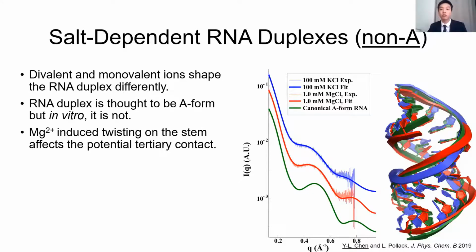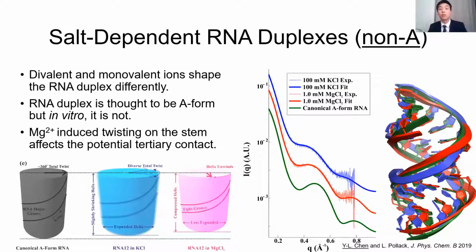And from these structures, we further analyze the duplex and see that the duplex is compressed and shaped by the magnesium ions, reducing the major groove width as shown in the magenta cartoon model. And also the duplex unwinds a little bit. This kind of magnesium-induced twisting of the duplex stem is very important because it will affect the positioning of the tertiary contact in larger RNA domains, where the magnesium ions are always abundant.